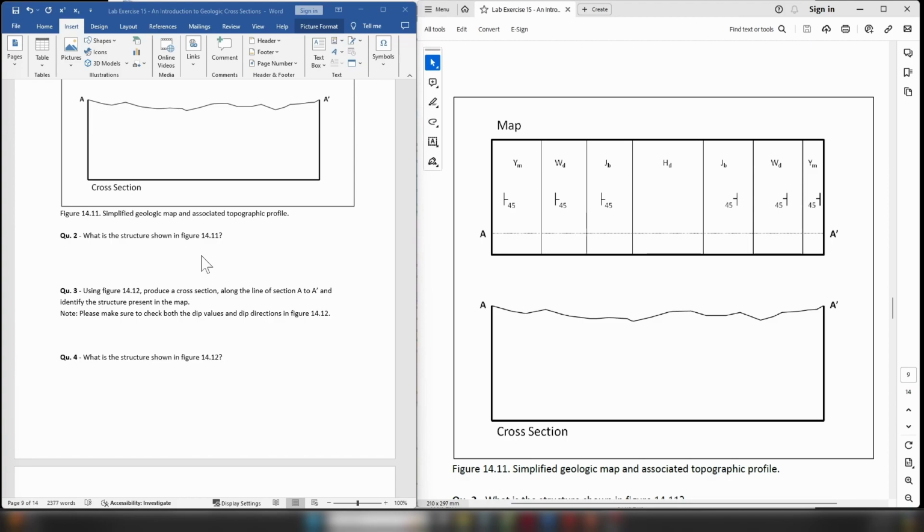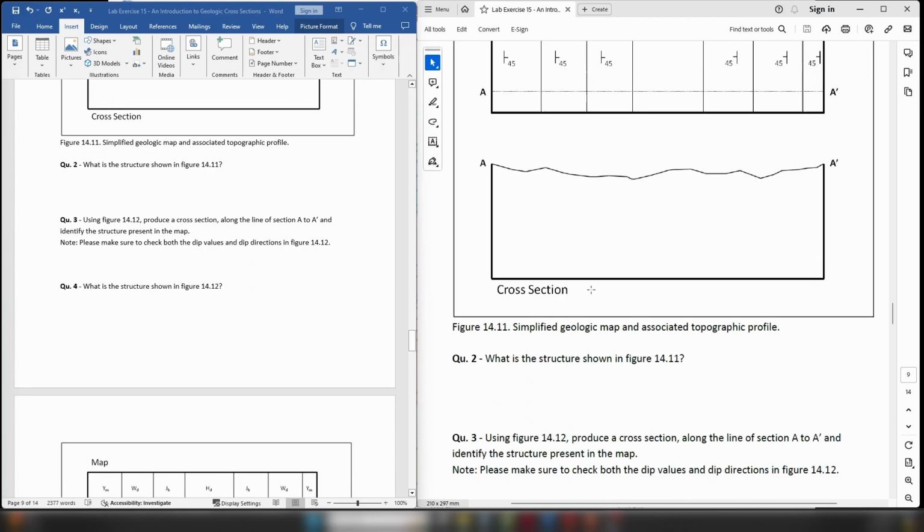So have a look at the structure which you have drawn as part of your cross section and try and work out what kind of structure it is. If you feel uncertain, please refer back to your physical geology notes on folding and faulting. And if you still feel uncertain, please send me an email.